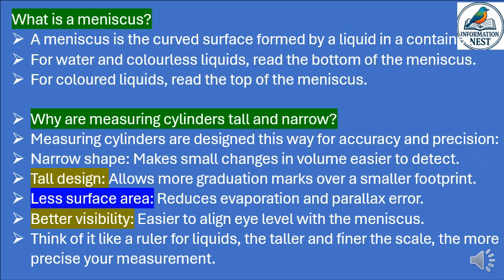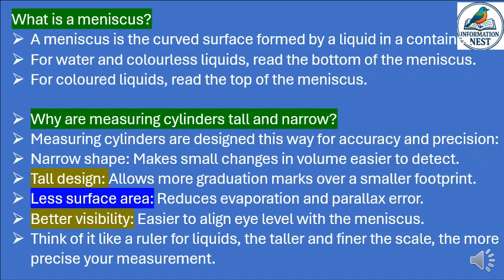Now let's talk about the design of the measuring cylinder. Ever wondered why it is tall and narrow? It's not just for style, it's for accuracy and precision. The narrow shape helps detect even tiny changes in volume. The tall design allows more graduation marks in a small space, like a ruler for liquids. Less surface area means less evaporation and fewer chances of parallax error. And the shape makes it easier to align your eyes with the meniscus. No guessing, just clear reading.